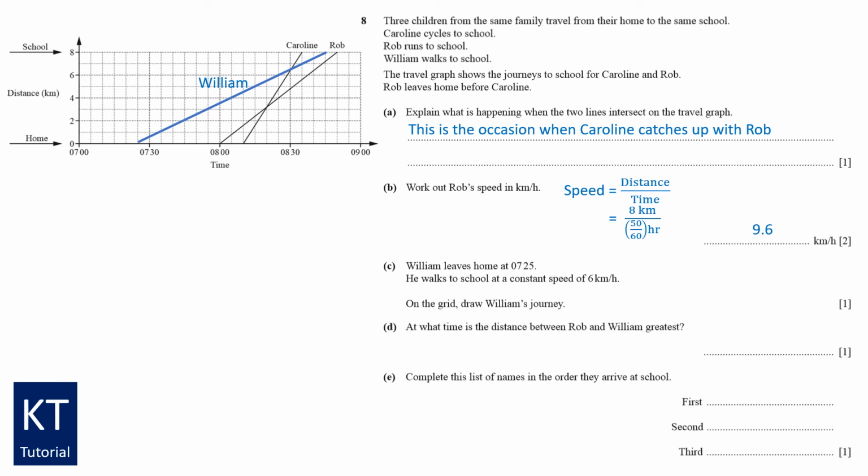Next, at what time is the distance between Rob and William greatest? This would be the time when the vertical distance between the lines representing Rob and William is at its furthest, this being 8 o'clock. Next, complete this list of names in the order they arrive at school. From the endpoints on the diagram, first will apply to Caroline, second to William, and third to Rob.